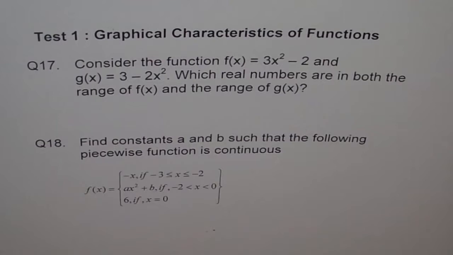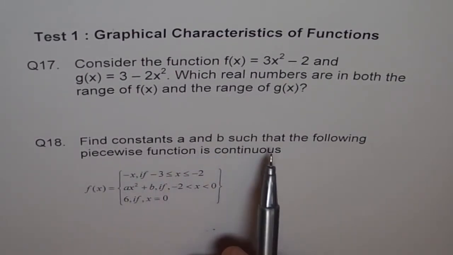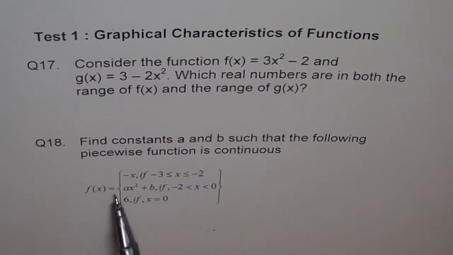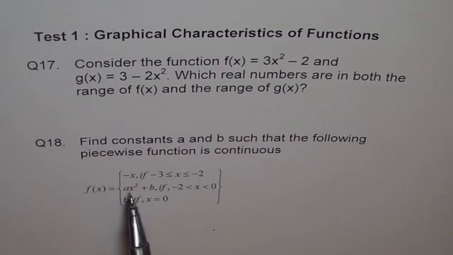The second question is, you read both the questions, make a note of these questions, try to answer them, and then look into the video. Question 18 is, find constants a and b such that the following piecewise function is continuous. So here is your function, f of x is equal to minus x if x is between minus 3 and minus 2, and it is equal to ax squared plus b if x is between minus 2 and 0, and is equal to 6 if x equals 0. Okay, so try to answer these questions and then look into our solution.